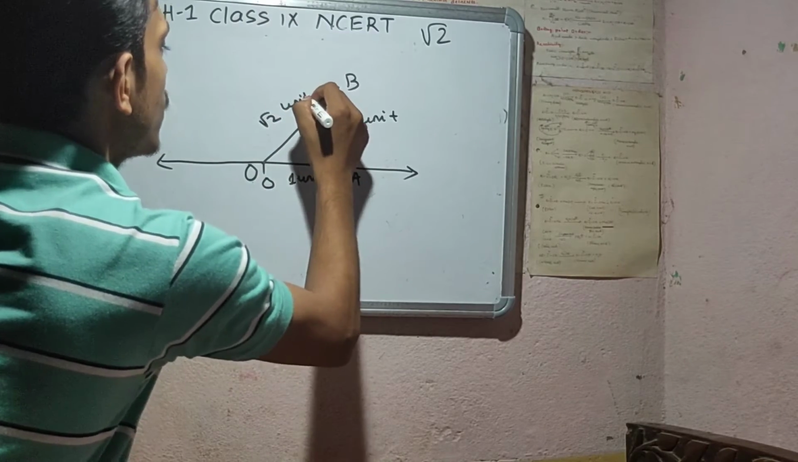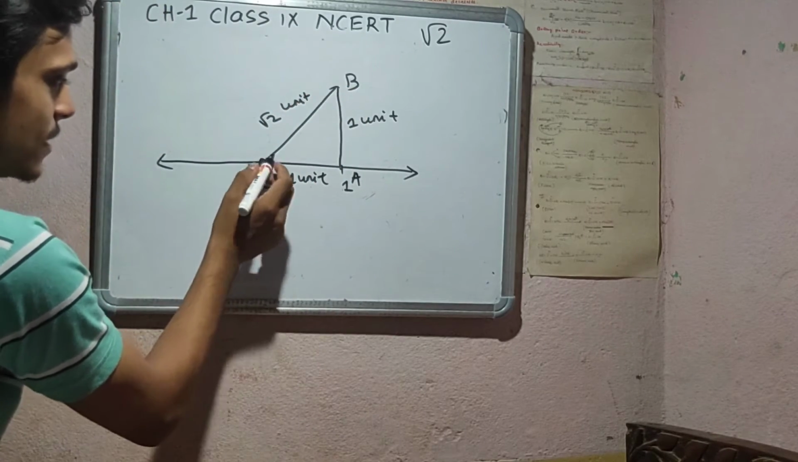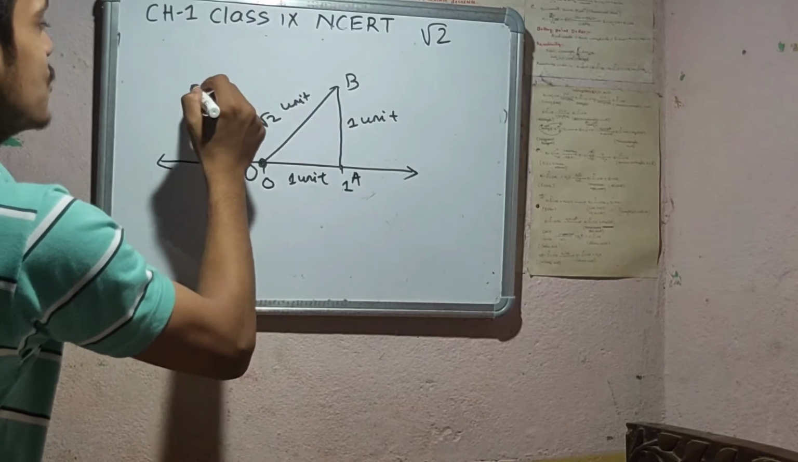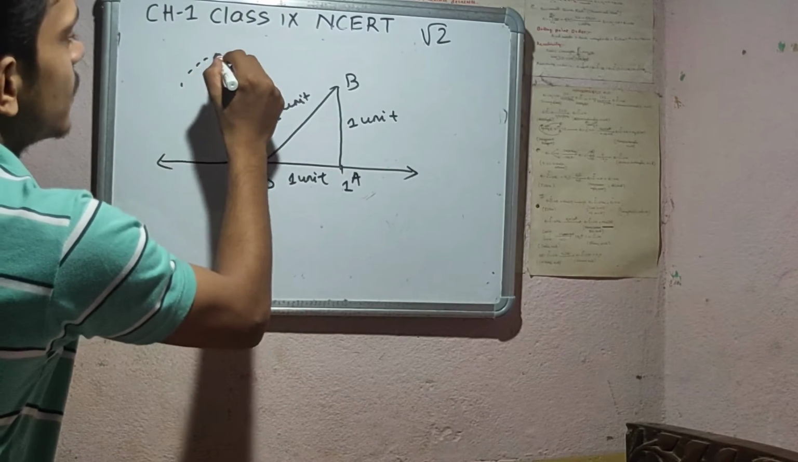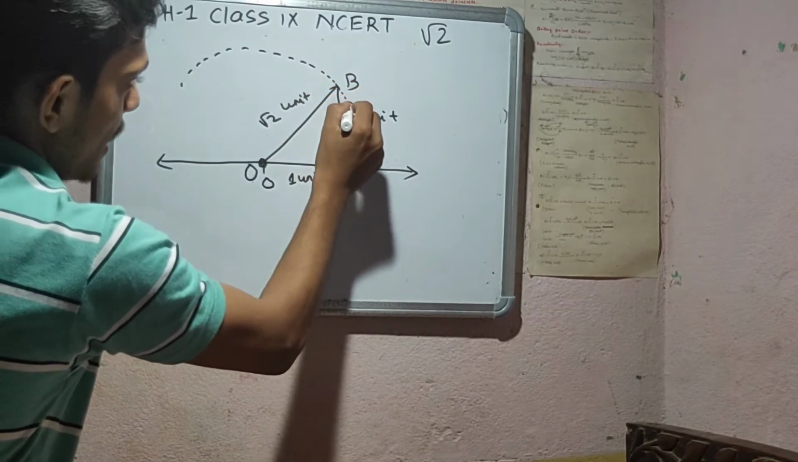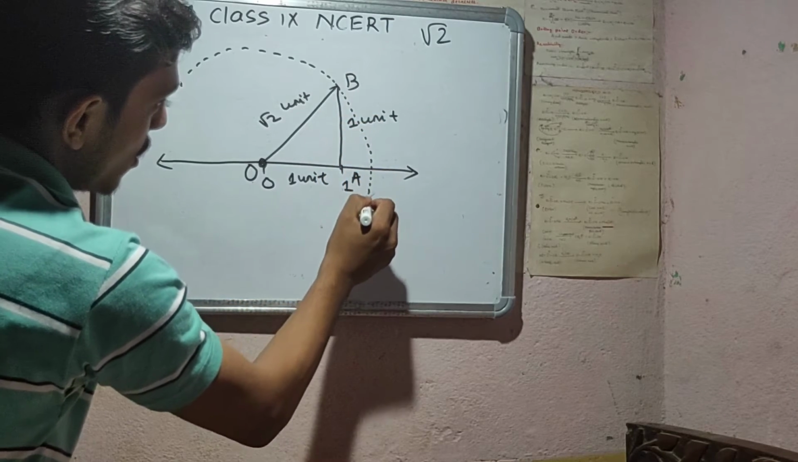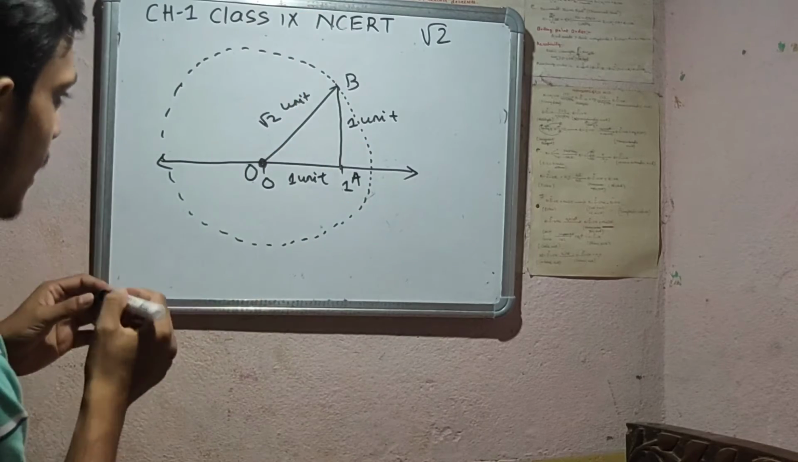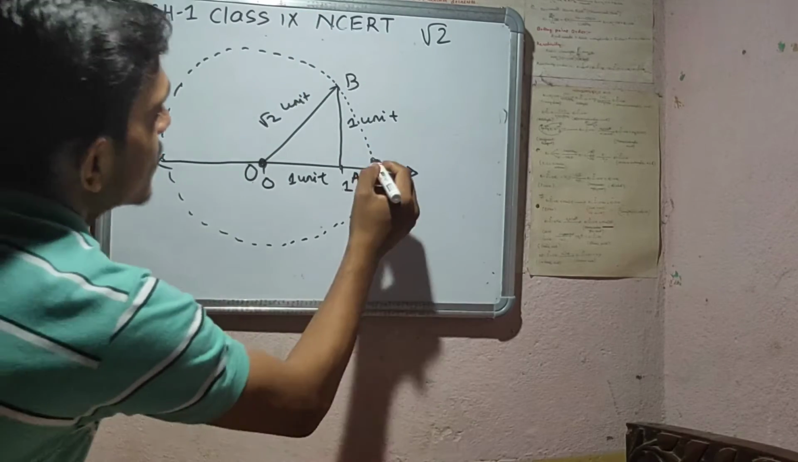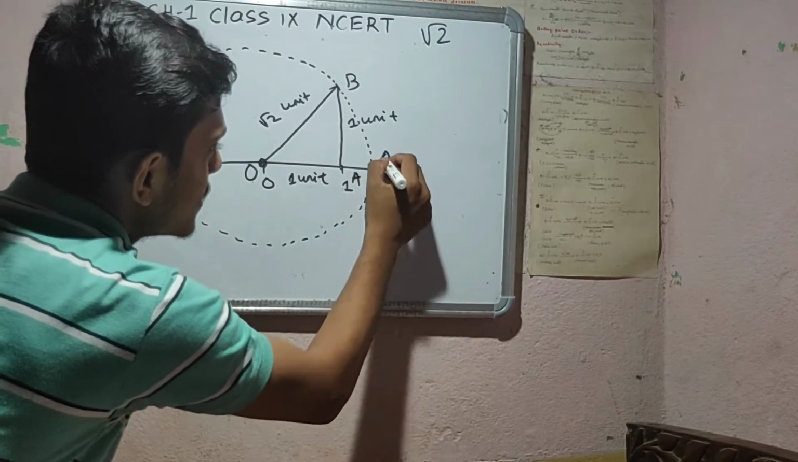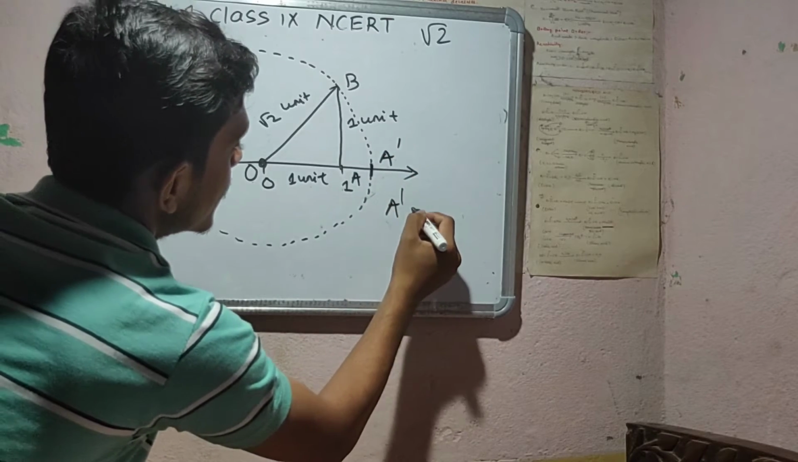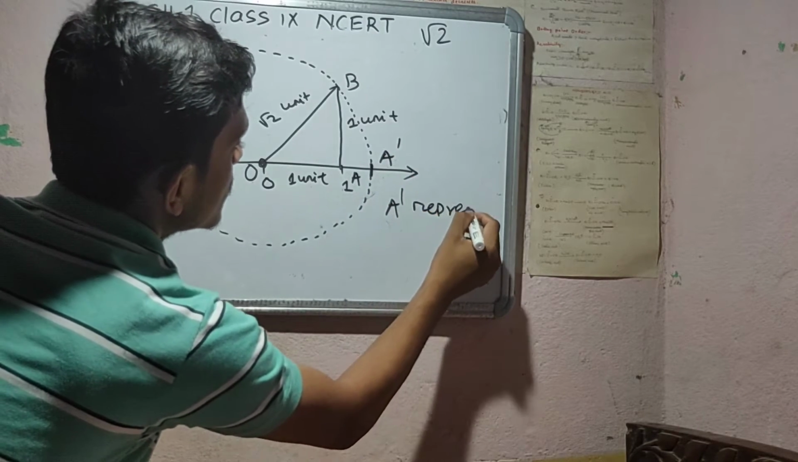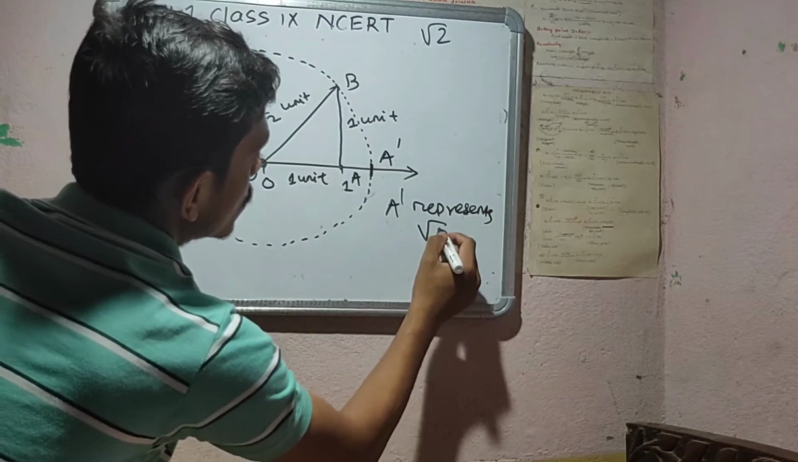unit. Okay, and taking this as the center, I can draw a circle, and the circle touches the real number line in this way. See, this is the circle, and the circle touches the real number line at a point, that is A dash. And A dash represents what? That is square root of 2.